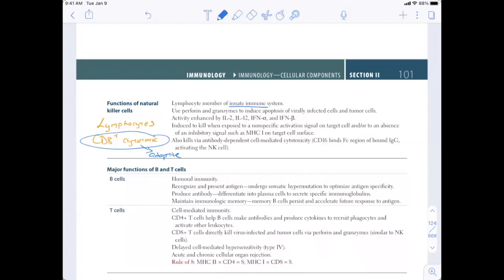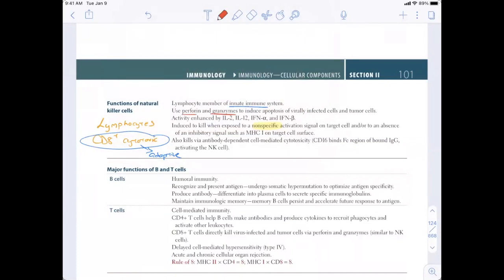So it actually says it right here, right? This is induced to kill when exposed to a non-specific, that's the key word, activation signal on a target cell, okay? So that's one part of it, and that's the more important part. But then also it could be when it's exposed to a cell that has an absence of MHC1 on the target cell surface, okay? That's the other scenario. So how does it do its killing? It uses what's called your perforin and granzymes, all right?